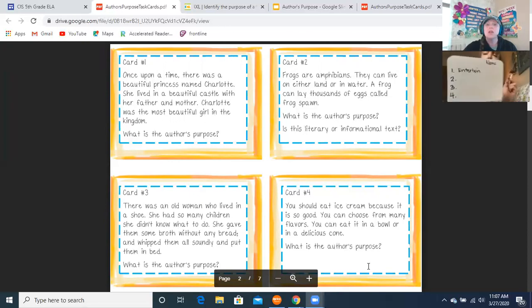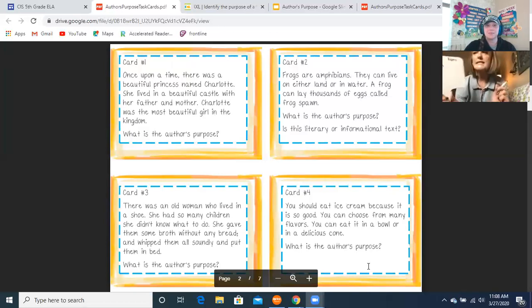All right, number 2. Frogs are amphibians. They can live in either land or in water. A frog can lay thousands of eggs called frog spawn. What is the author's purpose of this task card? Look and see the 3 that you can pick from. And I think it is to inform. This is informing you about frogs.